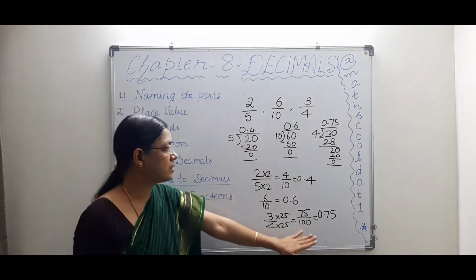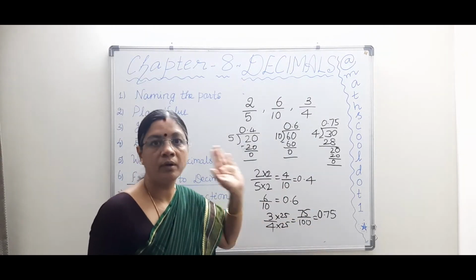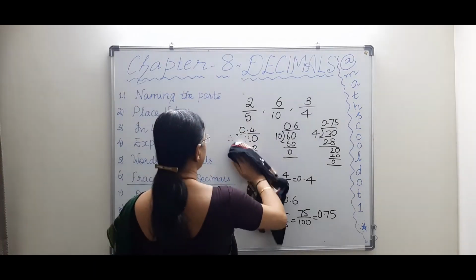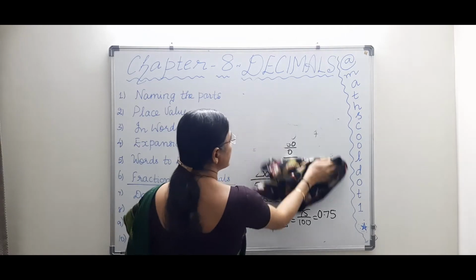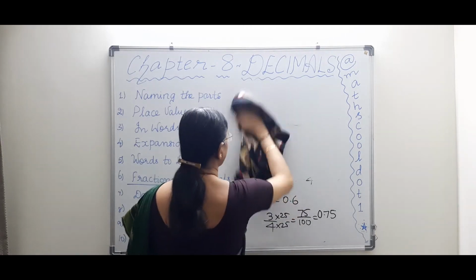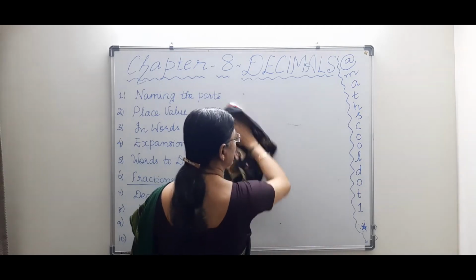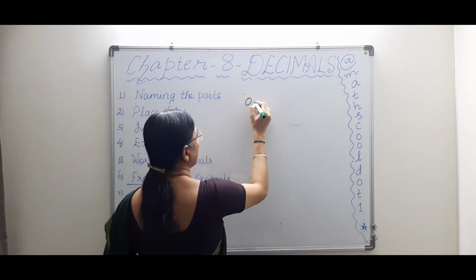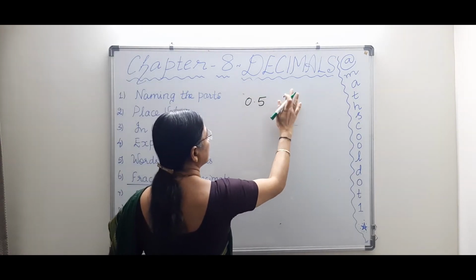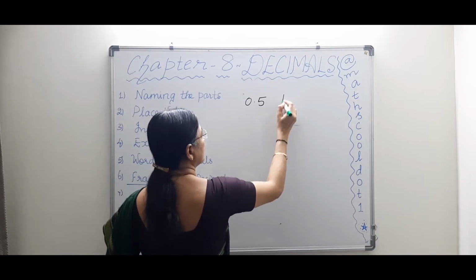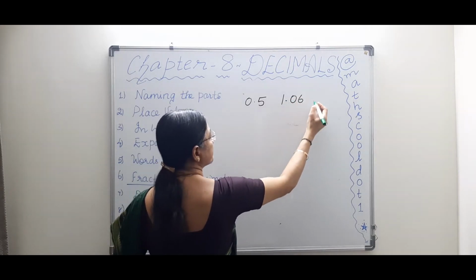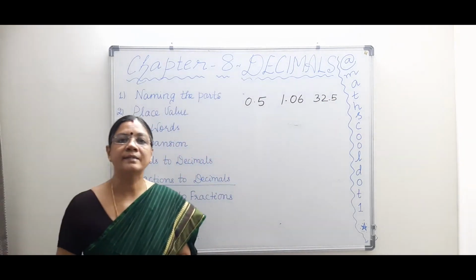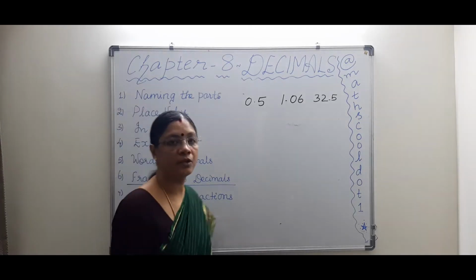Do you understand? So this is how we sum up the methods of converting fractions to decimals. Okay. Now the reverse process. How do we convert decimals to fractions? Let's see. Now let's take 0.5, 1.06 and 32.5. So I've taken 3 numbers here. So let's start converting these decimal numbers into fractions.